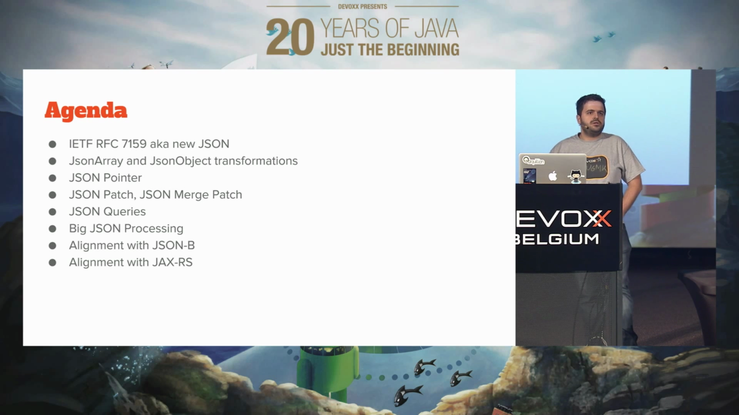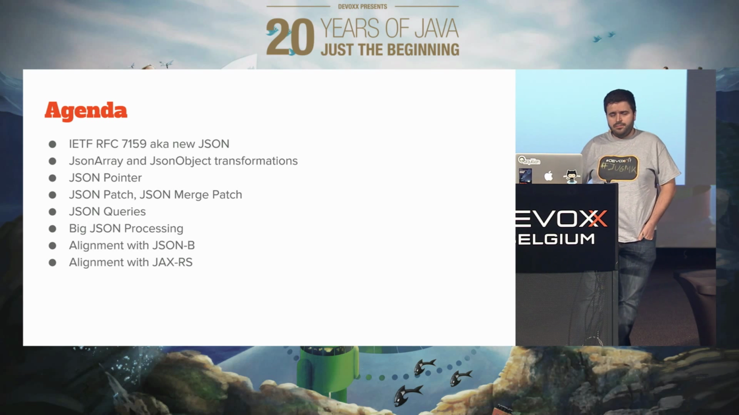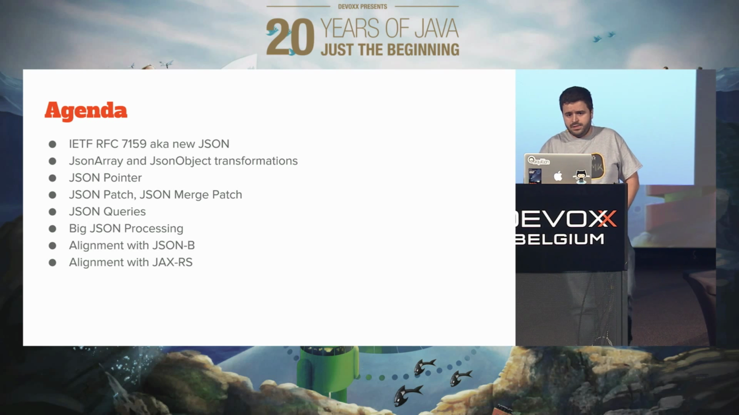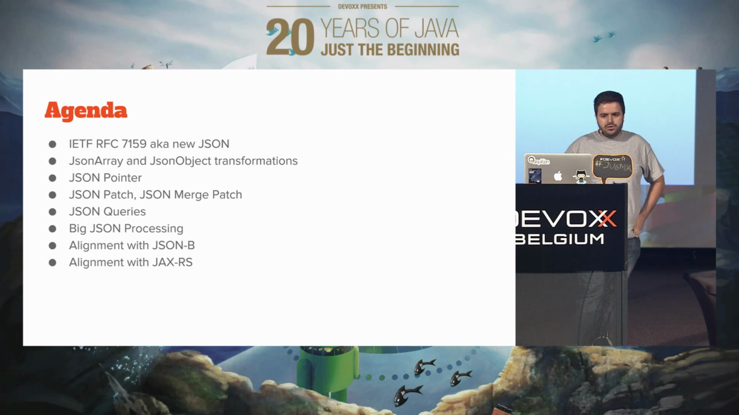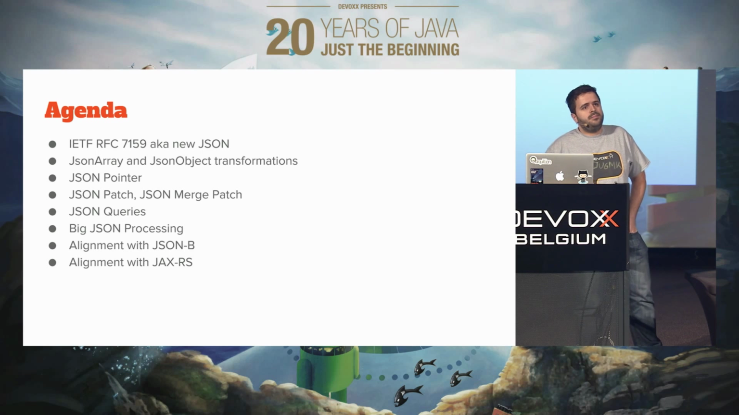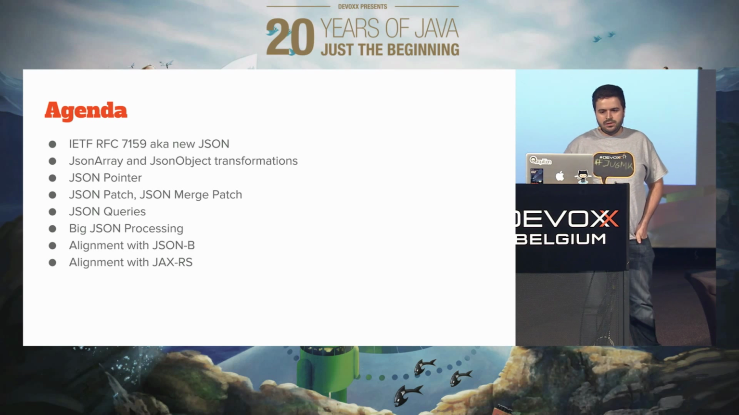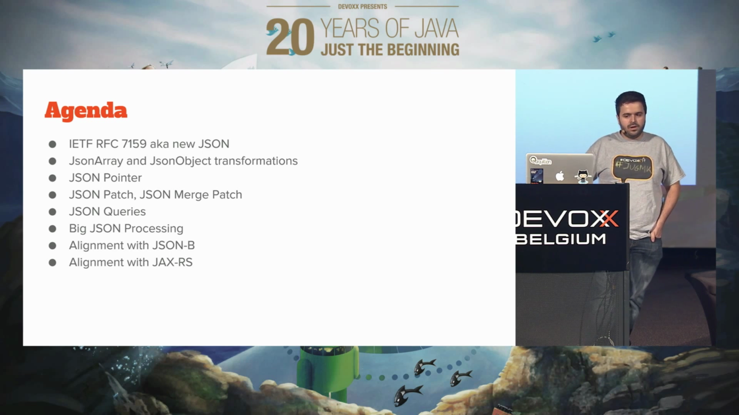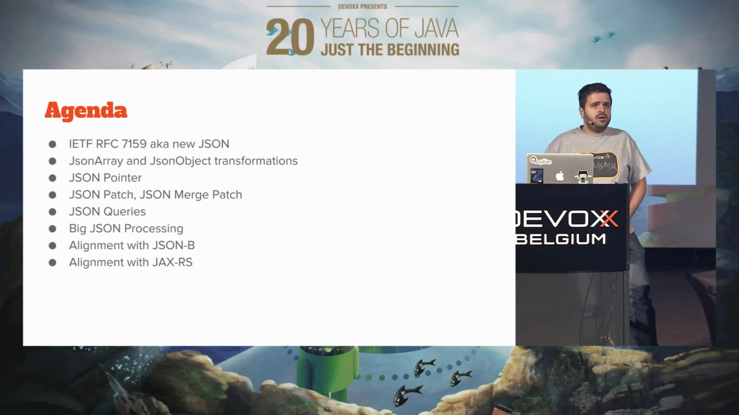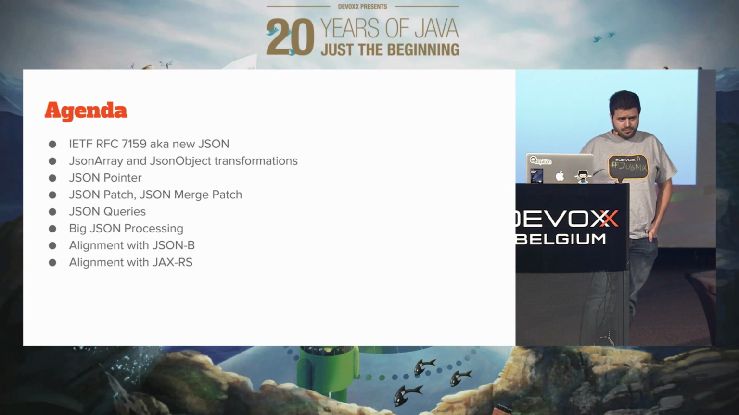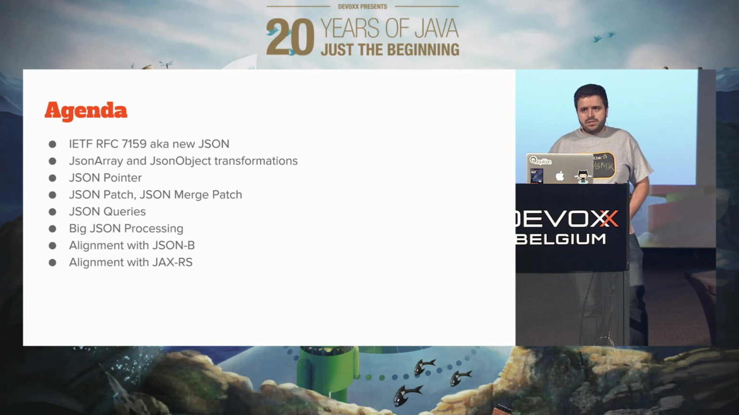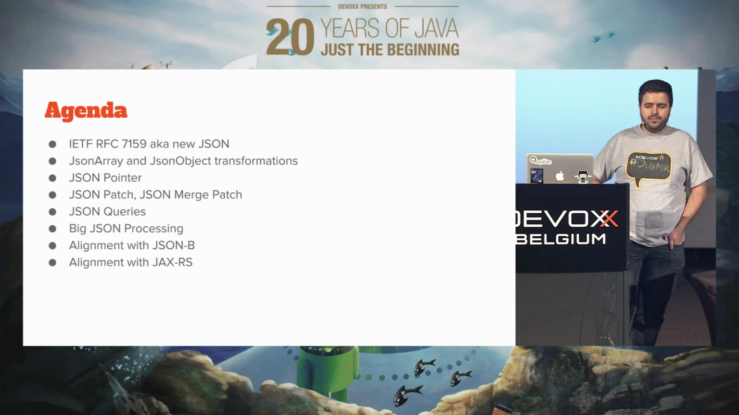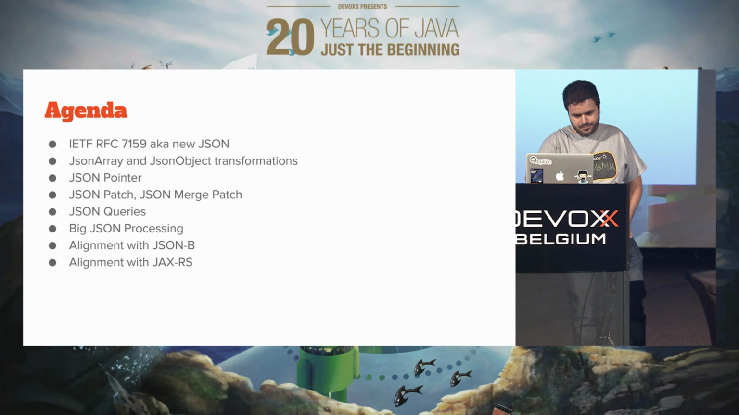We're going to be talking about the additions that we've been working on as part of the expert group. Those additions are mostly IETF standards, like RFC 7159, also called the new JSON. We'll be talking about the additions that we have put into the JSON objects for transformations and for creation, and certain facilities that enable some of the other work that we have done. Also, we'll be talking about JSON Pointer, JSON Patch, JSON Merge Patch, JSON queries, and some alignments that we have been doing with some of the other teams working on other aspects of Java EE.